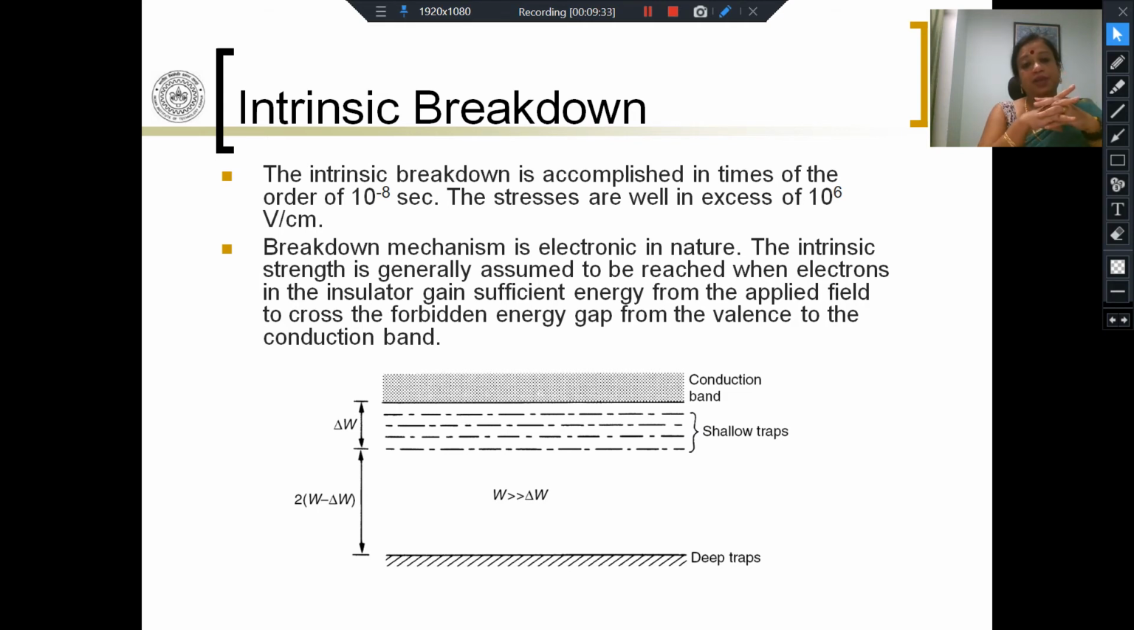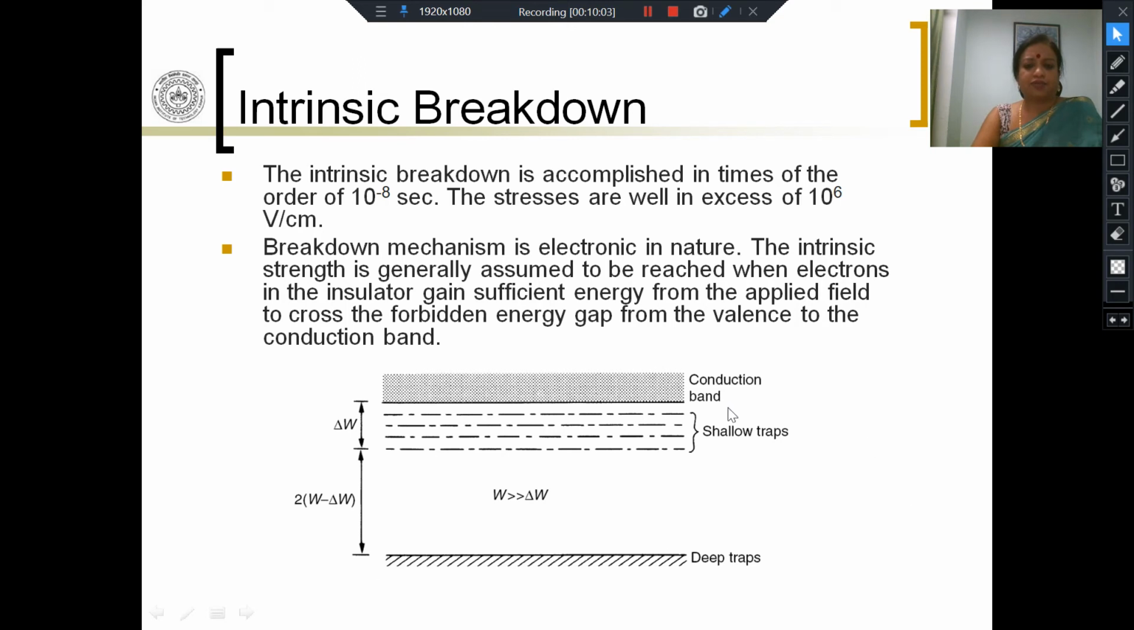The intrinsic breakdown is accomplished in times of the order of 10 to the power minus 8 seconds. So this is almost an instantaneous breakdown. You apply the stress and almost instantaneously breakdown happens, and the stresses that you need are well in excess of 10 to the power 6 volts per centimeter. Intrinsic breakdown is caused by a mechanism which is electronic in nature. So free electrons are responsible for breakdown.